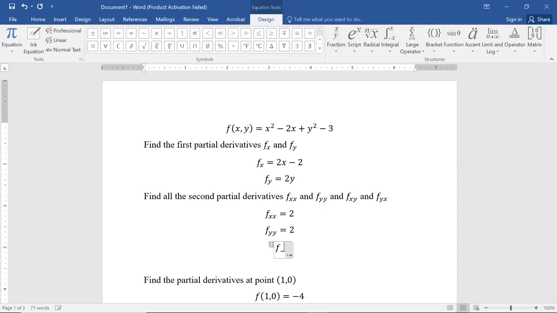Now let's do the mixed partials. Let's go f sub xy first. This is where I take a derivative with respect to x first. So I took a derivative with respect to x right there. And then I take a derivative of that resulting function with respect to y. Now in this case, I have 2x minus 2. When I take a derivative of that with respect to y, both of those are constants with respect to y. And so I get derivative is 0 minus 0, or 0.